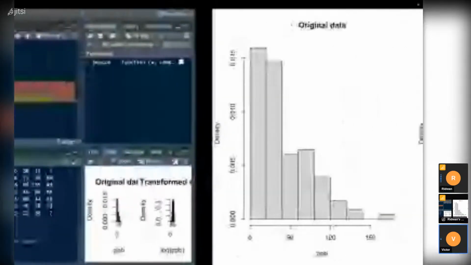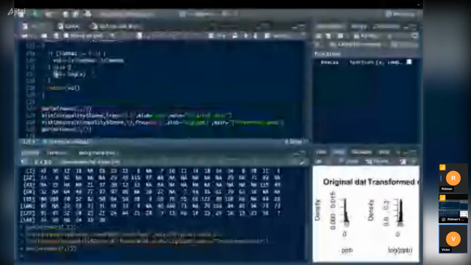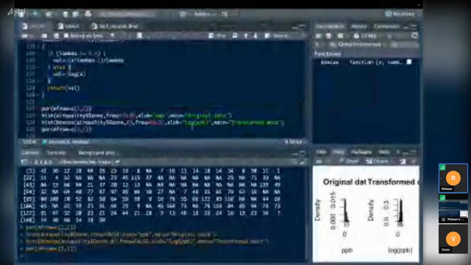Yes, you see it in the Box Cox formula. If it is zero, this is the one we use. That's why I can see we have log PPB here. If it is zero, this is what it will use. That's why we have log PPB in this place.